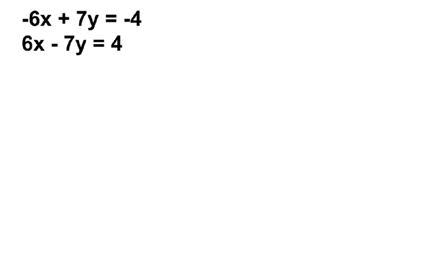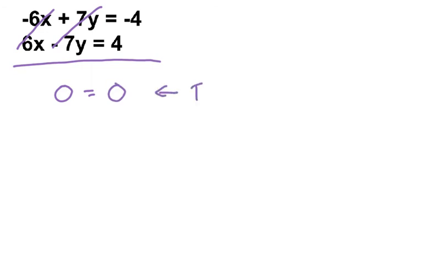Okay, last one here. Here we should recognize that both 6 and 7, same coefficient, opposite sign, so they eliminate. And on the other side, I'm going to get negative 4 plus 4, that's also 0. So this here is true. 0 equals 0. So this would be infinitely many solutions.